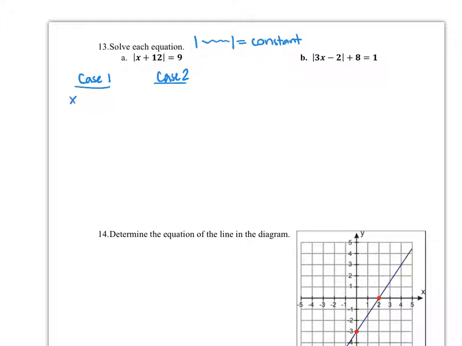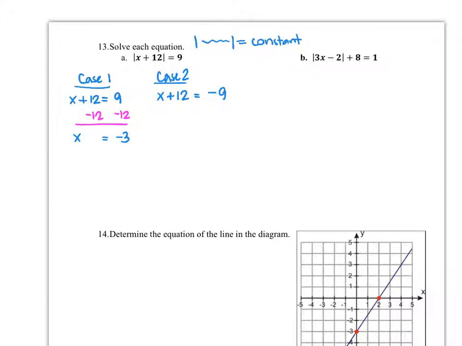So in this case, we're going to have x plus 2, which is inside the absolute value bars for case 1, is equal to 9. In case 2, we're going to have what's inside the absolute value bars, x plus 12 is equal to, and this is our negative case, so it's going to be equal to negative 9. So we subtract 12 from both sides, and we end up with x is equal to negative 3.